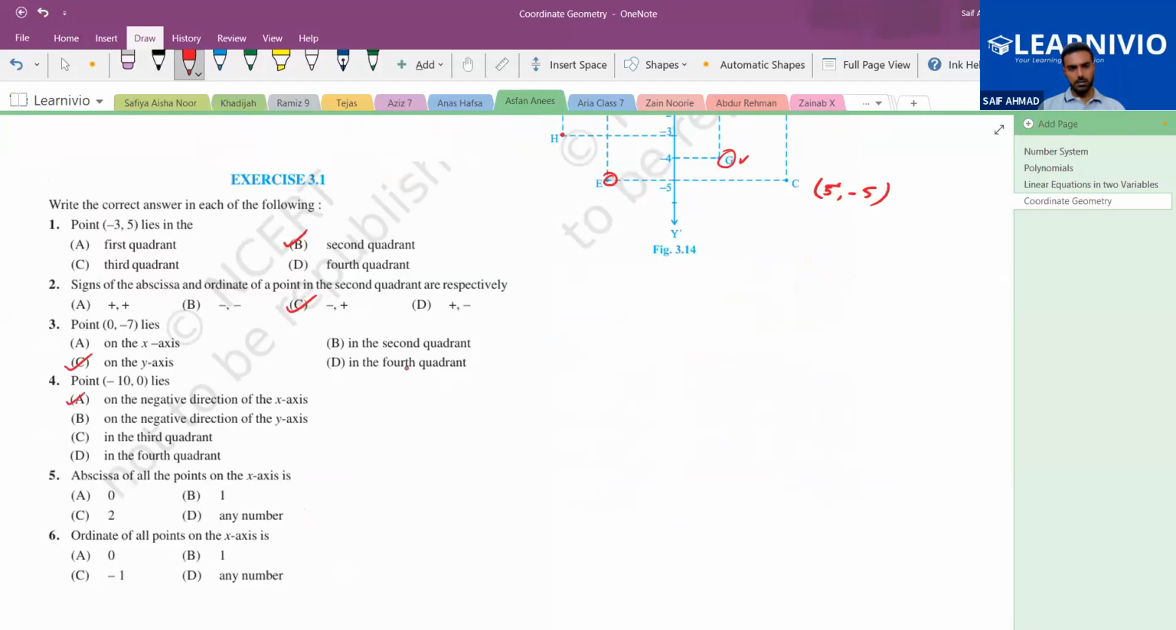The abscissa of all points on the x-axis is? Any number. Yes, the abscissa can be any number on the x-axis. And the ordinate of all points on the x-axis, Ramesh? Wait. 0. Okay, the ordinate is 0 for all points on the x-axis. Sakshi, are you understanding? Yes.